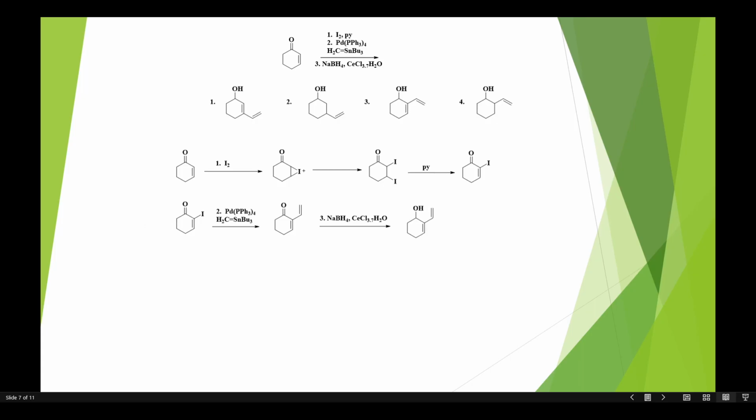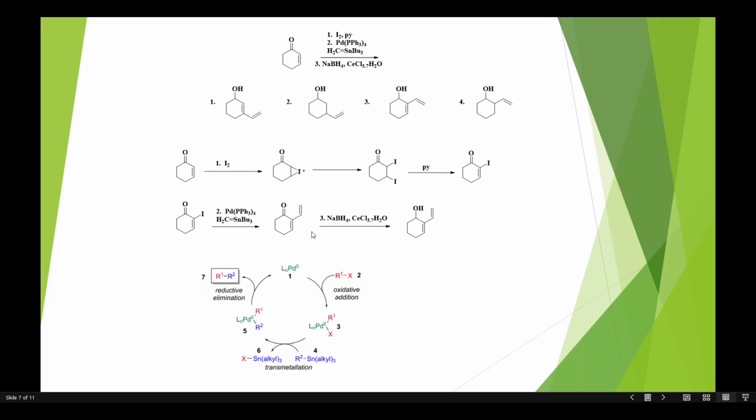After that we have sodium borohydride and cerium trichloride heptahydrate. In this particular case, it will reduce to the corresponding allylic alcohol. Because in that particular case we have an alpha, beta unsaturated ketone also, but because of the cerium trichloride, it will only reduce the keto group to the corresponding alcohol. In this particular case we have an allylic alcohol.